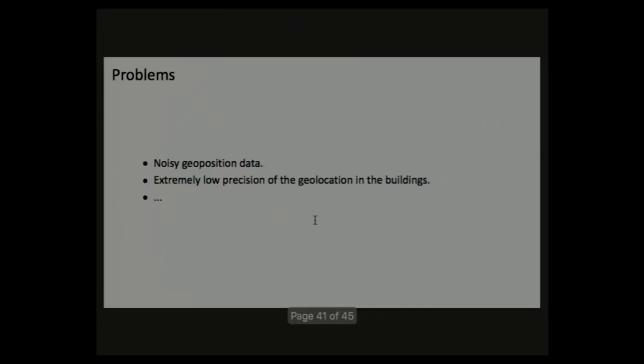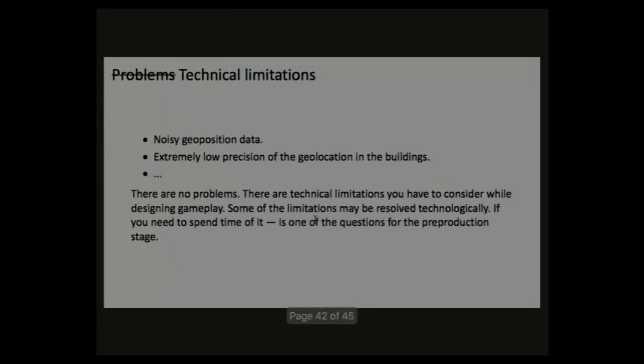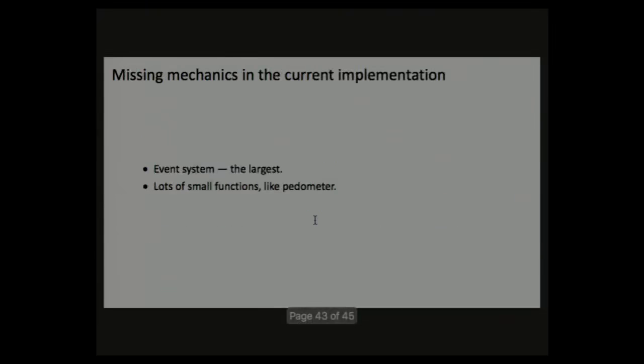And well, the problems. The problem here is the noisy geoposition data from the client and extremely low precision of geolocation in buildings. But there are no other problems. Actually, those are technical limitations you have to adjust your gameplay for. Well, what's missing? The event system is sorely missing. It has to be added to the engine, and lots of small functions like a pedometer, the number of steps you take and the meters you walked, so you can tie some gameplay mechanics to it.